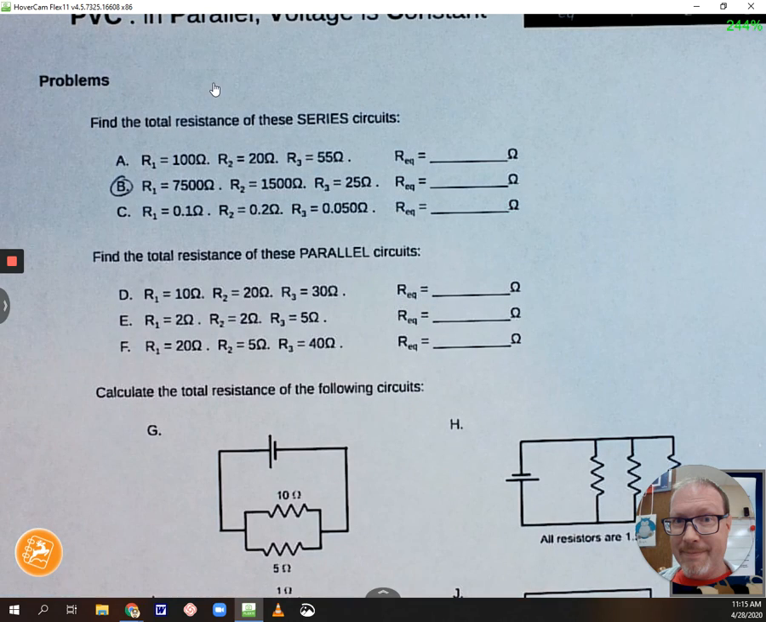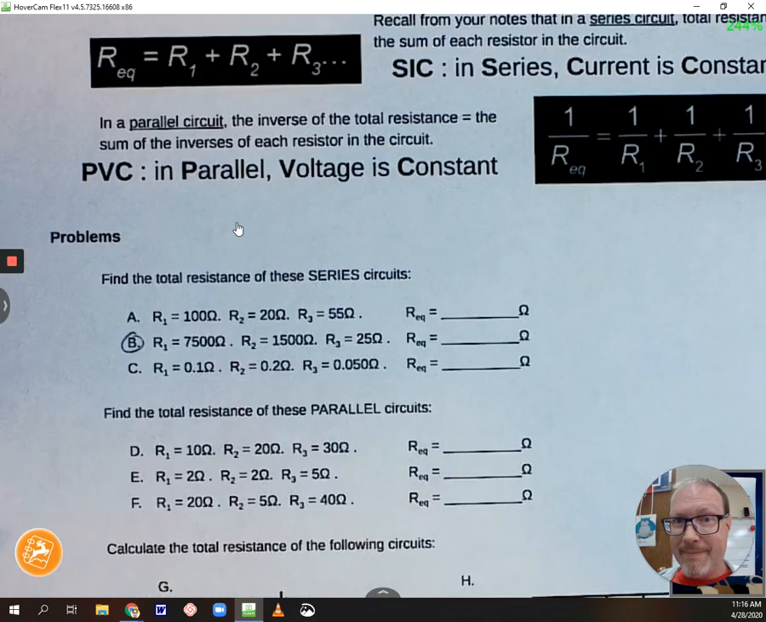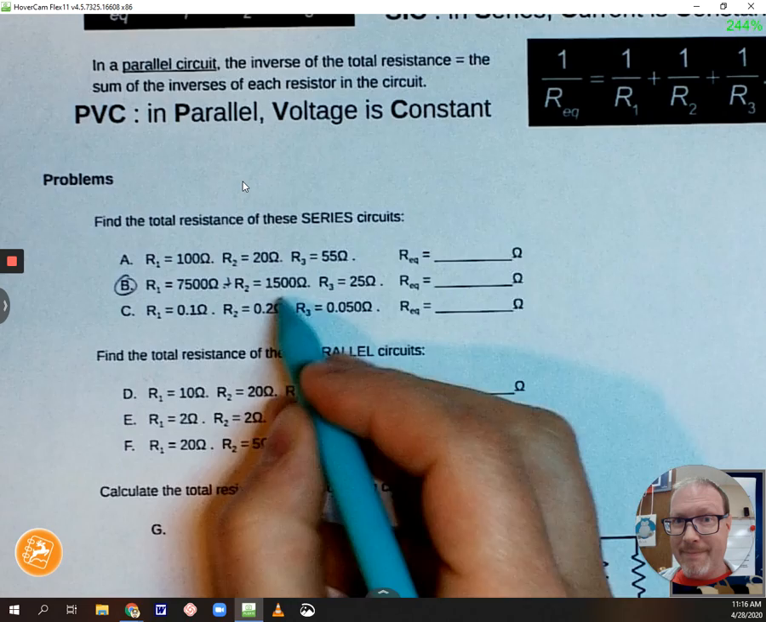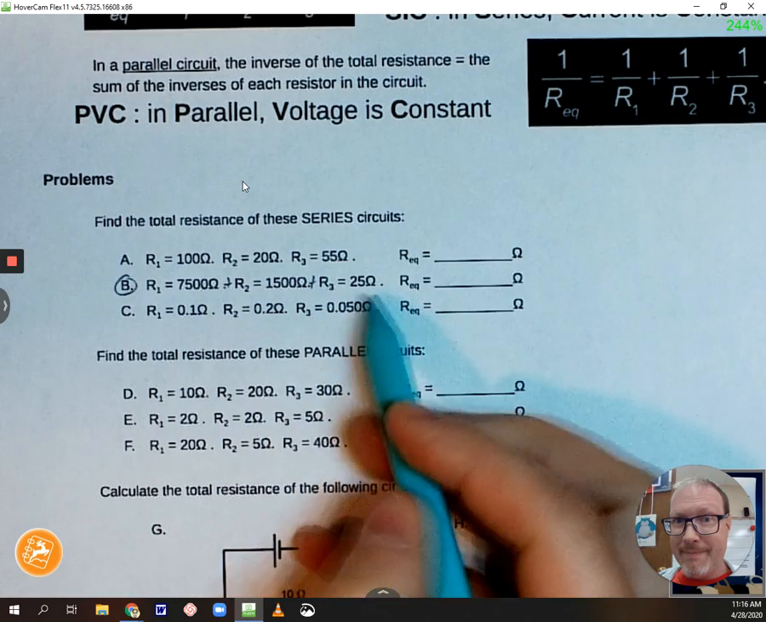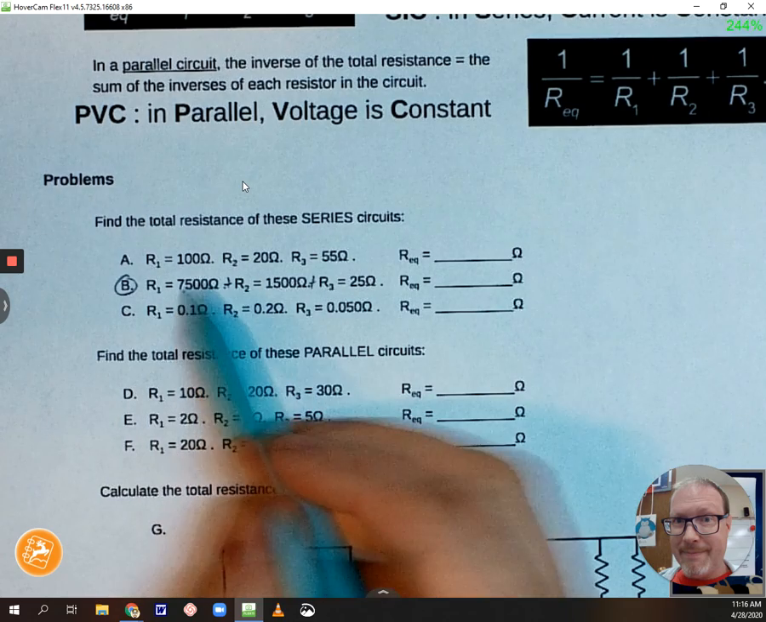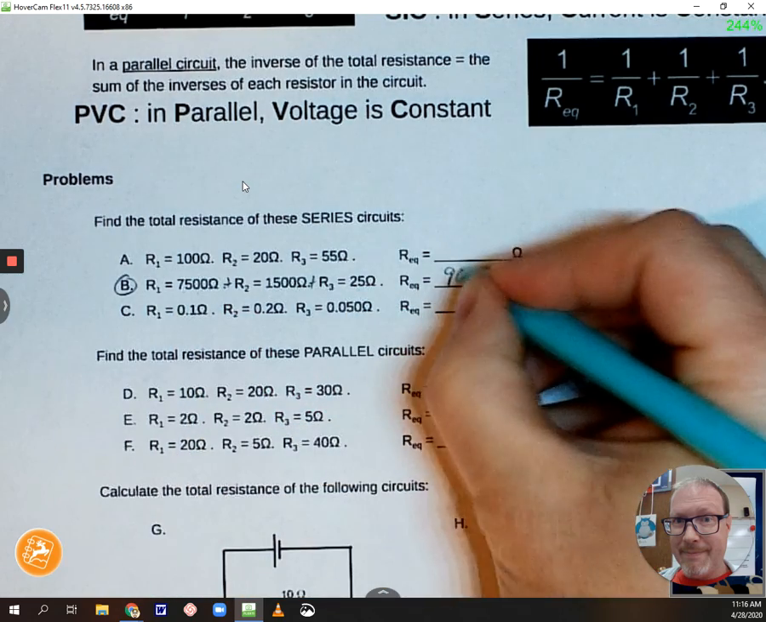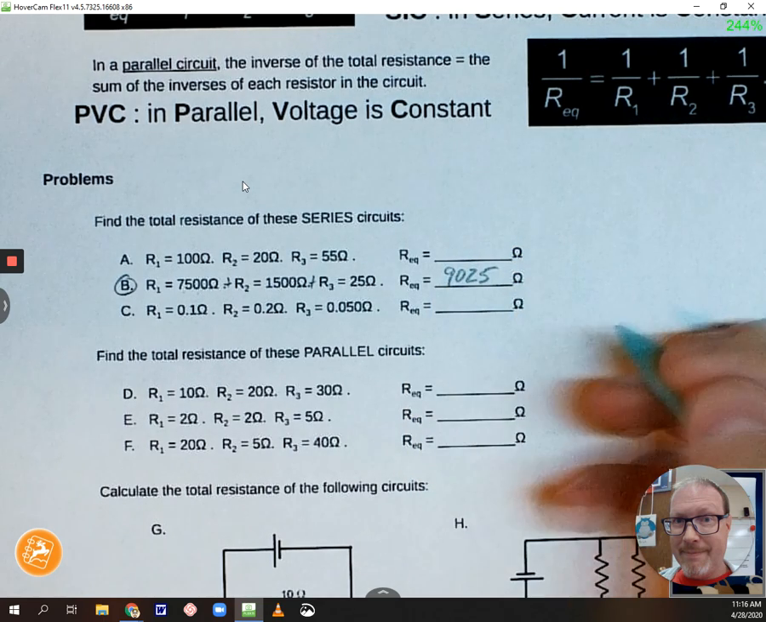Since these are in series, in order to find the total, you're just adding up your resistors. So this is going to simply be 7,500 plus 1,500 plus 25. And I'm going to try and math that in my head. That would be 9,025. So I could do 9,025 ohms. And it's just that easy.